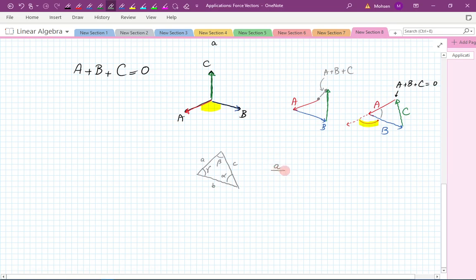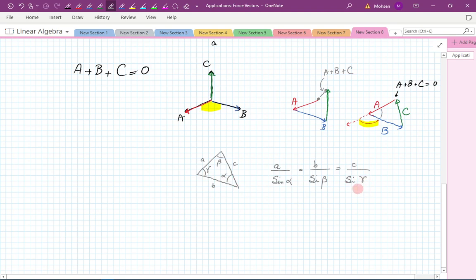It was A divided by what? What was in the denominator? Of course, the sine of the angle opposite to that side, is equal to B divided by the sine of, well, beta we called it here, and C divided by the sine of the angle in front of that one.